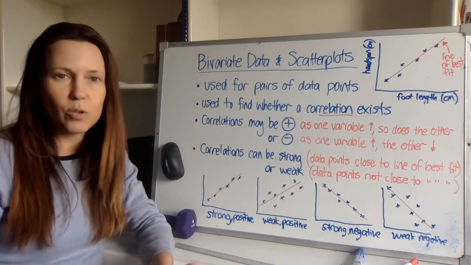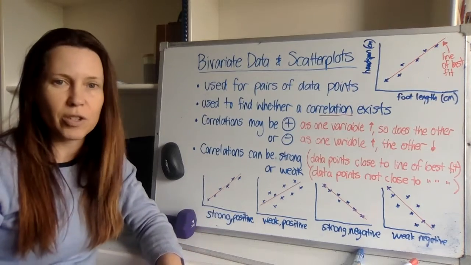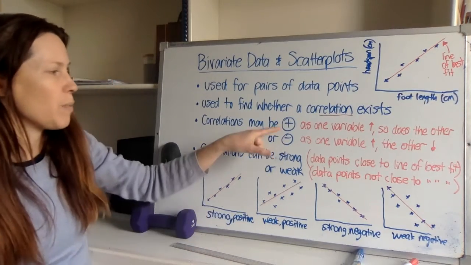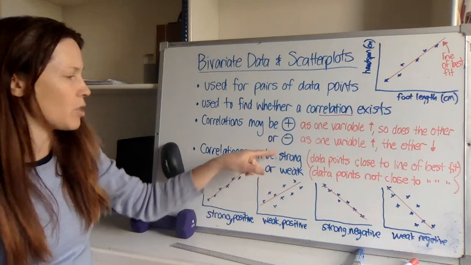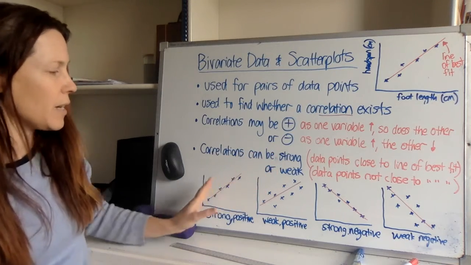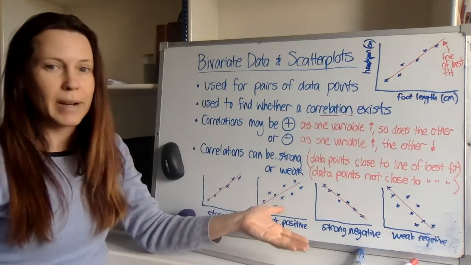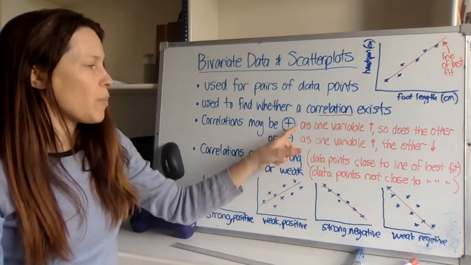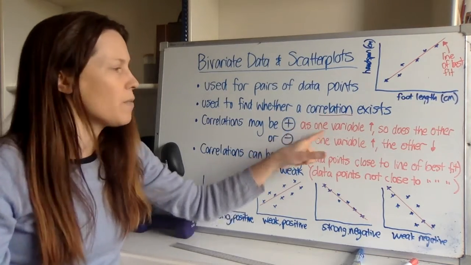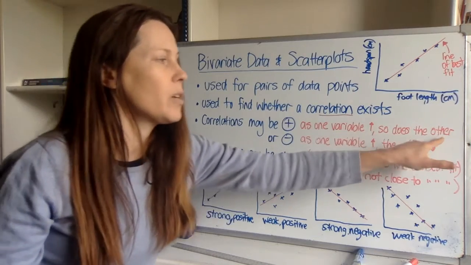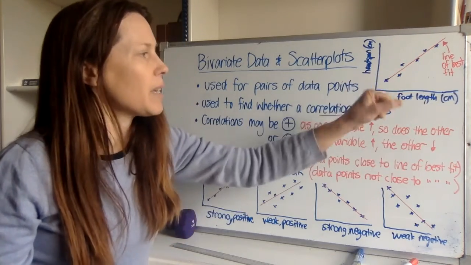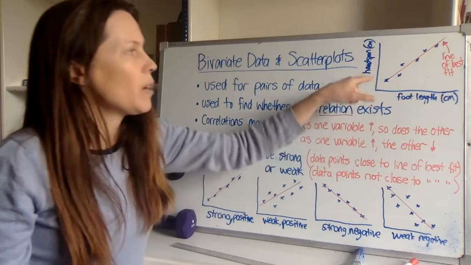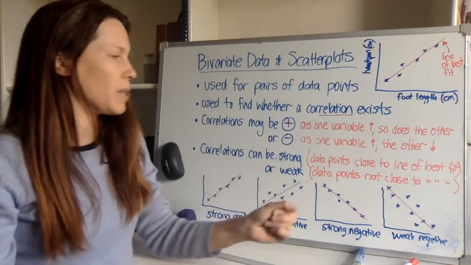Now, there's two words or sets of words you can use to describe correlations. They can be positive or negative, and they can be strong or weak. So down here I have an example of all four combinations. Now, let's just examine what each of these means. If you have a positive correlation, that means that as one variable goes up, so does the other. That's what we've got up here. As your feet get bigger, your hands also seem to be bigger.